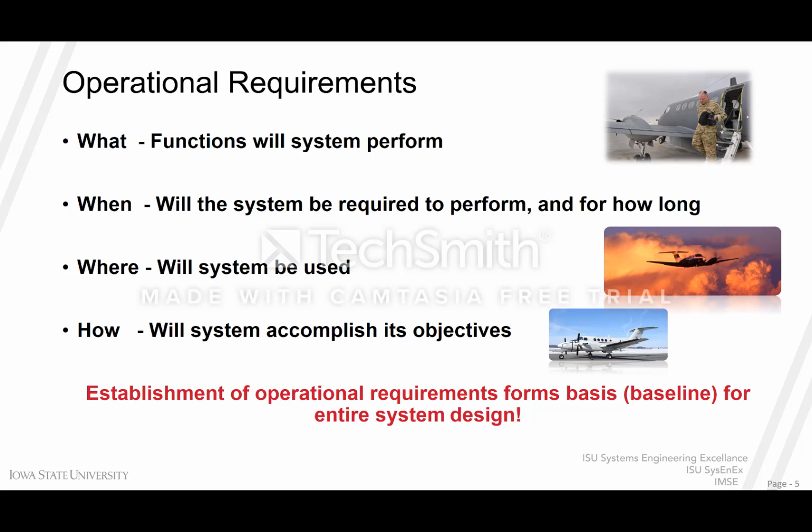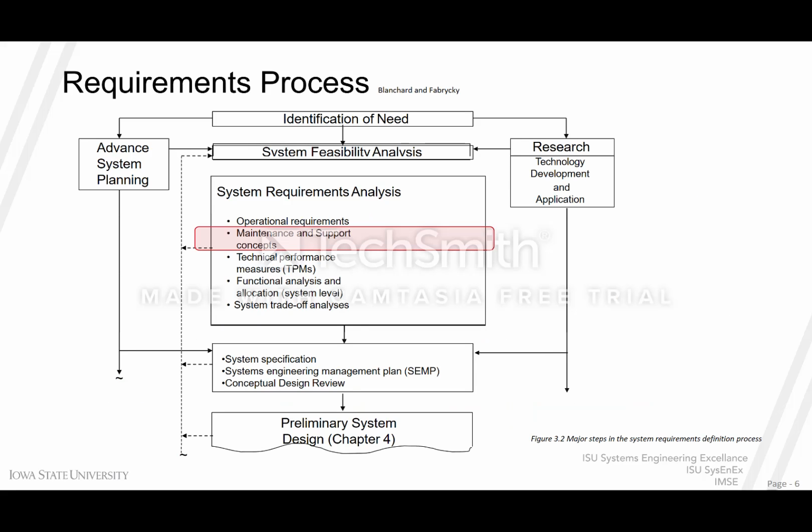Where will the system be used? This is where geography and environment come into play. And then how? Will the system accomplish its objectives? Will it meet the requirements? How is it going to do that? All these questions need to be asked up front, and establishing these operational requirements forms the very basis for the entire system design. These types of questions need to be answered in the very early stages of the system development process. From the operational requirements, the next piece is the maintenance and support concepts.